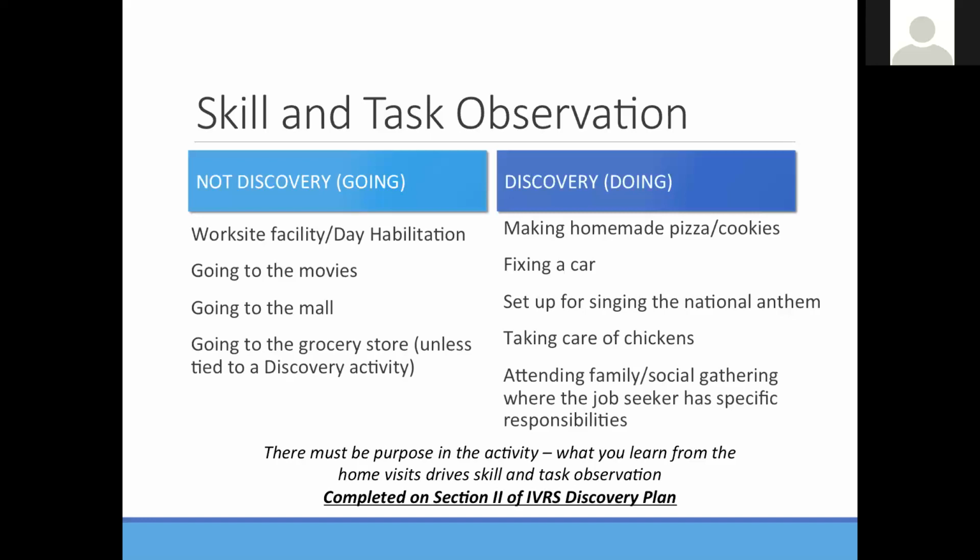You're digging deeper. For my friend in Utah, it's taking care of chickens. That was one of the discovery activities that we wanted to see him do, was taking care of his chickens, and then we set it up so he could go and take care of somebody else's chickens that came through an informational interview that he was going to job shadow, and then they said, hey, we actually don't have anybody taking care of our chickens. Could you come out 2 hours a day? And so that became part of the discovery process, but he also ended up getting paid for a couple of hours. Also, it could be attending a social or a family gathering where the job seeker has specific responsibilities.